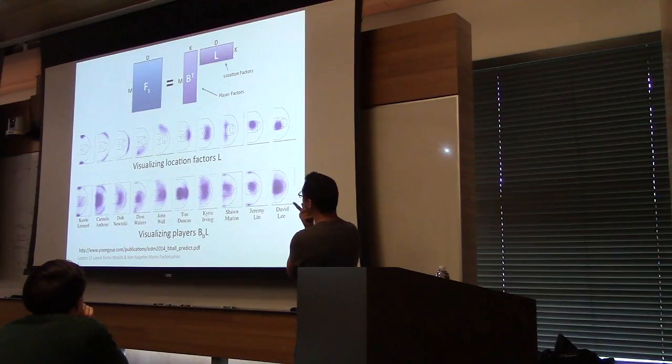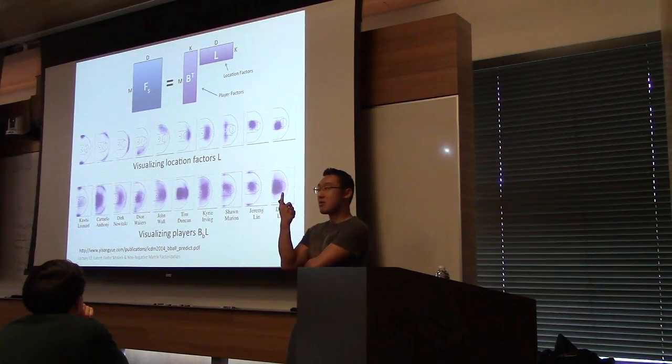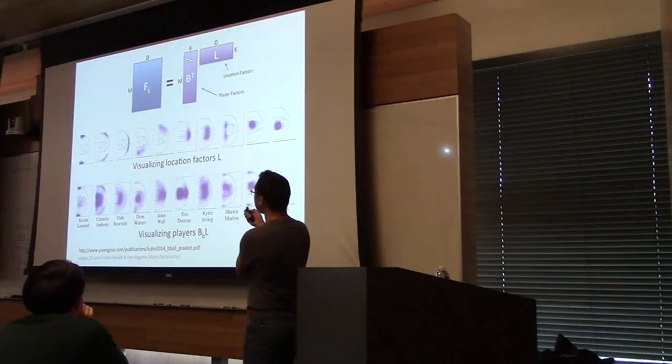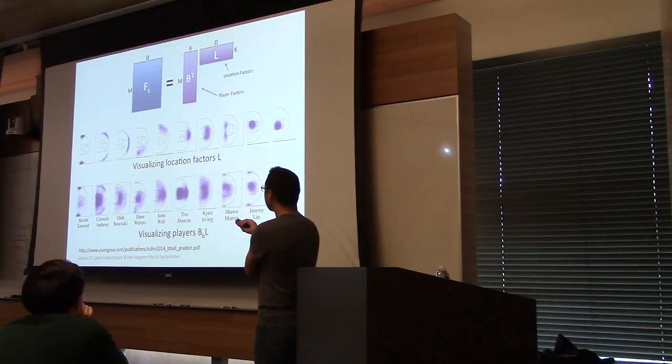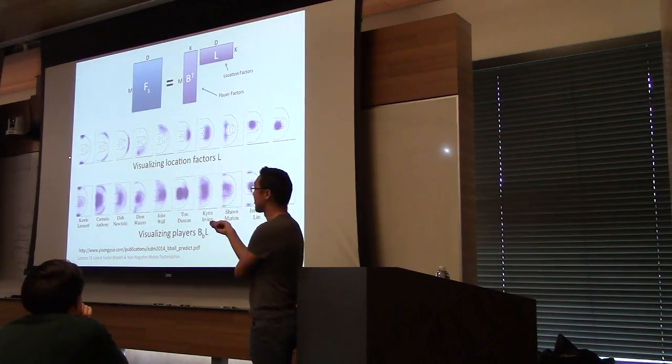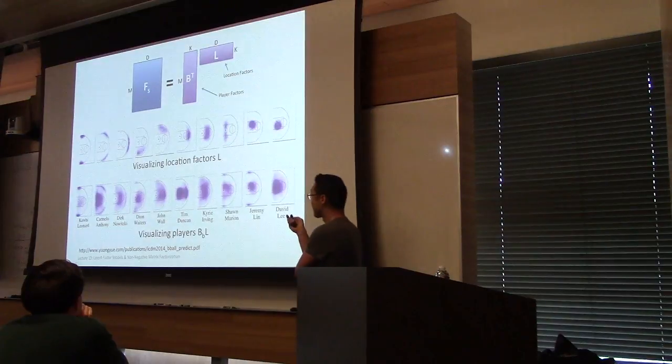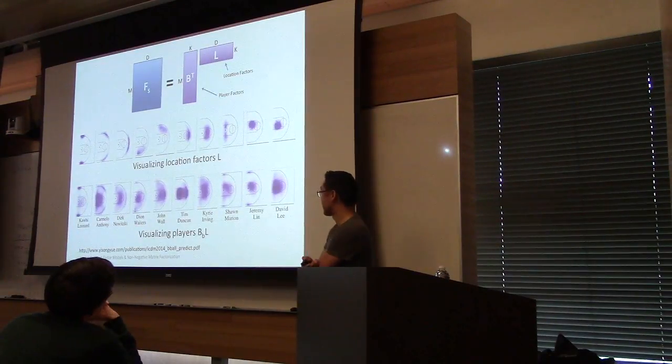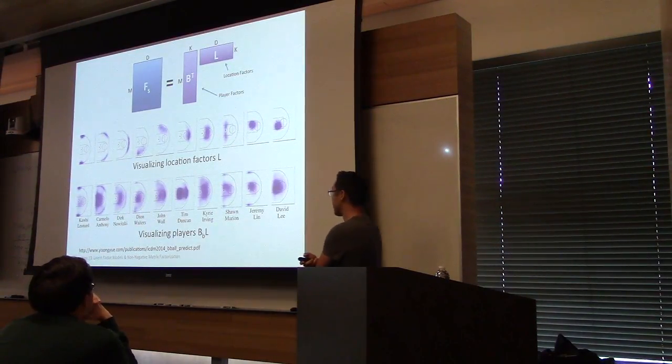And now, instead of estimating 2,000 numbers per player, we only need to estimate 10 numbers per player. So every player is now represented as a non-negative 10-dimensional linear combination of these shooting profiles, right? And these are some of the shooting profiles that we estimated for different players.